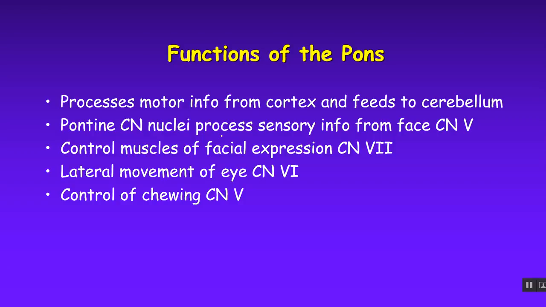Pontine cranial nerve nuclei are associated with cranial nerve number 5, processing information from the face. So our main sensory nucleus for cranial nerve number 5 is in the pons area. It also works with controlling muscles of facial expression. Cranial nerve number 7 is in the lower part of the pons. It's also associated with lateral movement of the eye, cranial nerve number 6. The abducens nucleus is in the pons. And then the motor nucleus of cranial nerve number 5 is in the pons as well. So those are the main things going on in the pons.